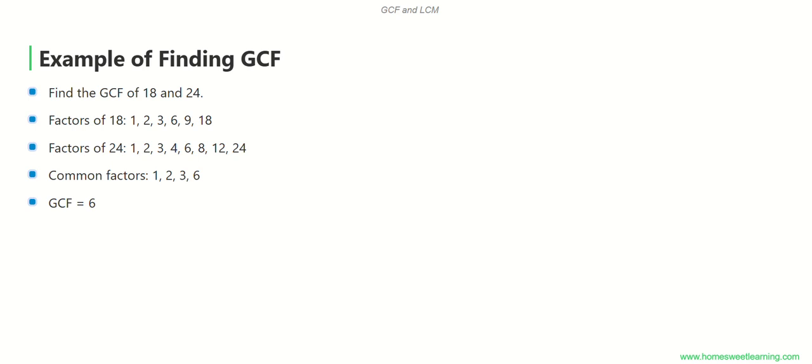Okay, let's walk through this step by step. First, we list all the factors of 18. Then all the factors of 24. Then we compare and see what's common between them. So we get 1, 2, 3, and 6. Now we pick the biggest one, which is 6. So the GCF is 6. And you can quickly check it works because 6 divides both numbers evenly.